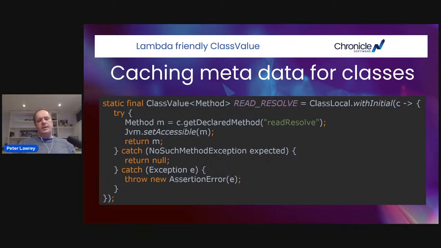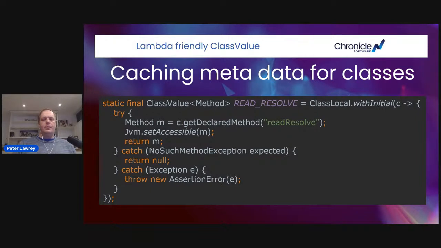Unfortunately, the one thing it lacks, being Java 7, is Lambda support. So we have a variant which allows you to specify a Lambda for creating the initial object. This is an example where we want to have an accelerated read resolve. What happens here is that this is only called once for each class. And if the method's not available, it will become null. And one of the nice features of this is that if a class is unloaded, it will be removed from the cache as well. So we don't need to worry about the life cycle of classes.